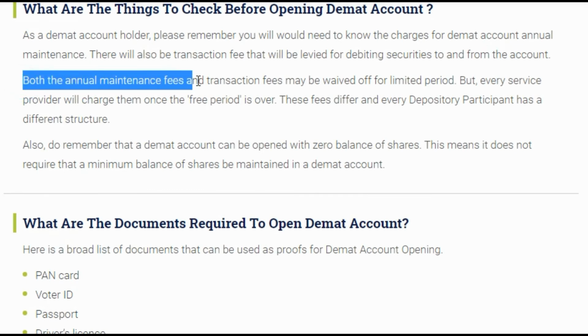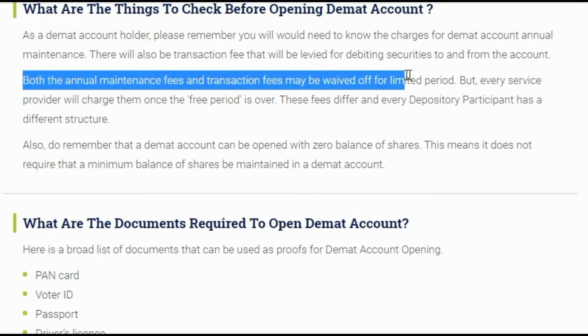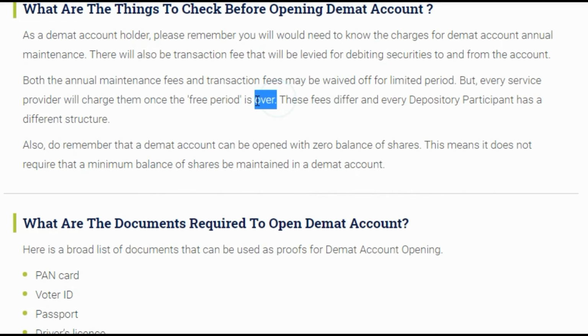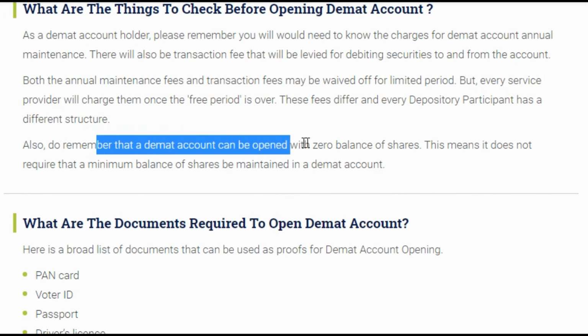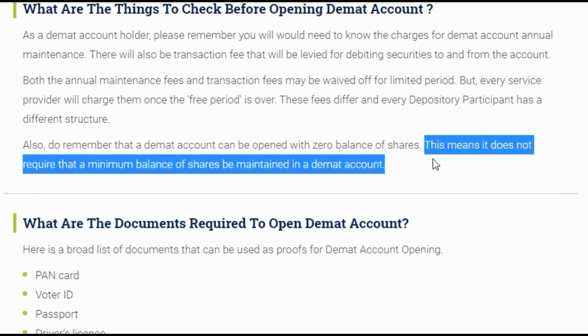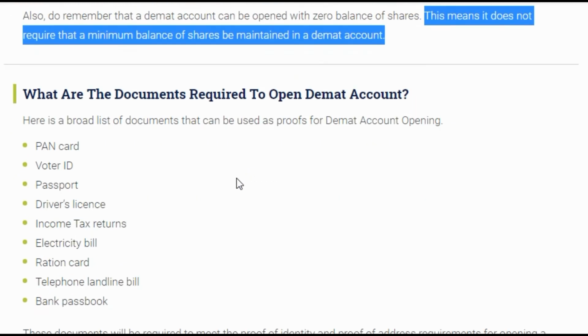So both the annual maintenance fees and transaction fees may be waived off for a limited period, but every service provider will charge them once the free period is over. These fees differ and every depository participant has a different structure. So all these fees will depend upon the type or the kind of depository participant you are entering into contract with. Also do remember that a Demat account can be opened with zero balance of shares. This means it does not require a minimum balance of shares to be maintained in a Demat account.